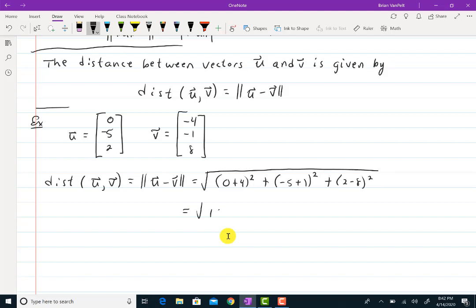I'll get 16, plus -5 plus 1 is -4, so that'll also be 16, plus 2 minus 8 is negative 6. If I square negative 6, I'll get 36. And that is the square root of 68. And for those that feel a need to simplify, this is 2 radical 17.